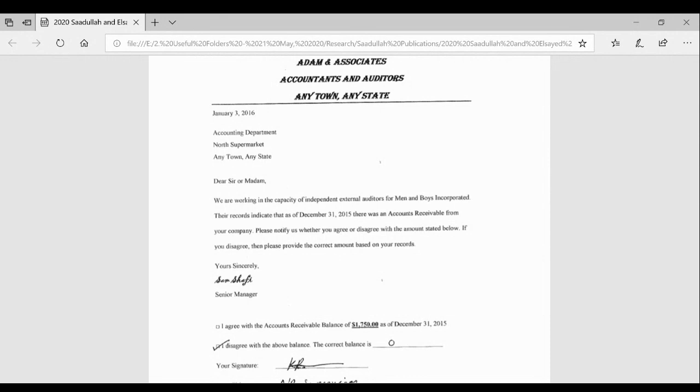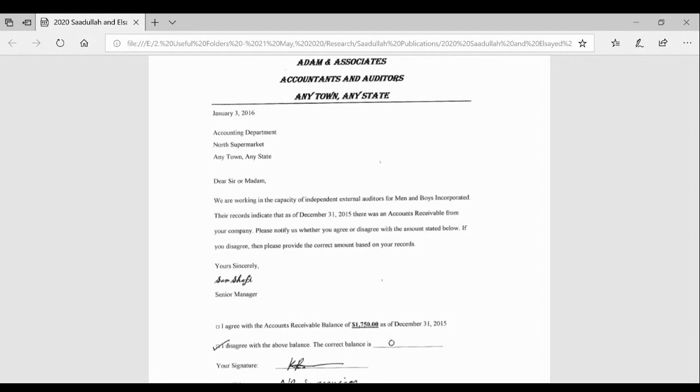So this letter was sent to North Supermarket. Remember, you're auditing the company Men and Boys. North Supermarket is a customer of Men and Boys who has an accounts receivable balance on the financial statements of Men and Boys. So you're going to look at this individual amount of 1750, and you're going to say whether this amount is correct or not. You want to verify this with North Supermarket. So you would send a letter to North Supermarket. North Supermarket will send this letter back, and as you see, they sent it back, and they said that they disagree with the balance. They say the correct amount is 0.